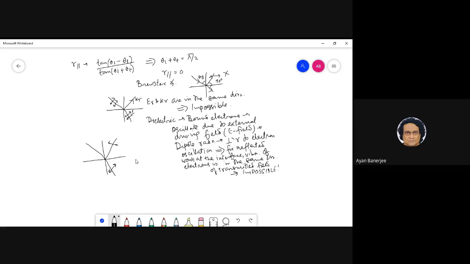Let me just write something, because these notes need to be self-explanatory. For angles other than theta b, the issue of kt and Er being in the same direction does not arise. Clear?